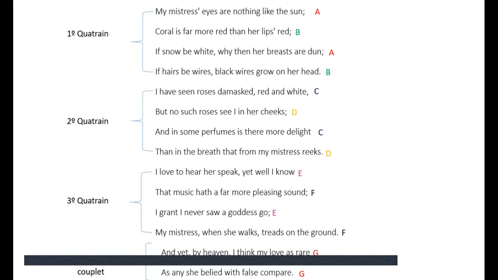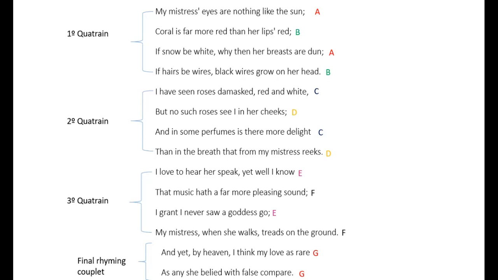This is an important element because the rose was the symbol that identified the Tudor monarchy. Just a comment. So here what the author is saying is, I have seen roses of different colors, but no such roses see I in her cheeks. So she doesn't blush in any color because the color of her skin doesn't allow her to blush, because physically for some people who are darker it's impossible to blush.